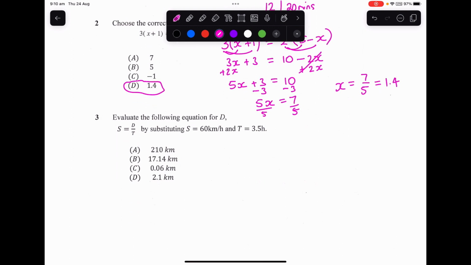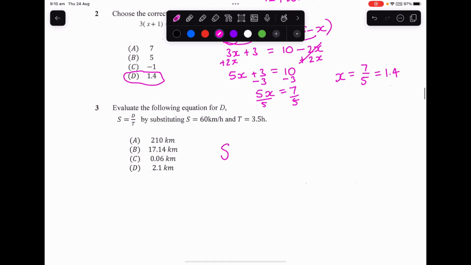Evaluate the following equation for D. So if my equation is S equals D over T, it says I'm going to substitute in S is 60 kilometers, so S equals 60, and T equals 3.5.